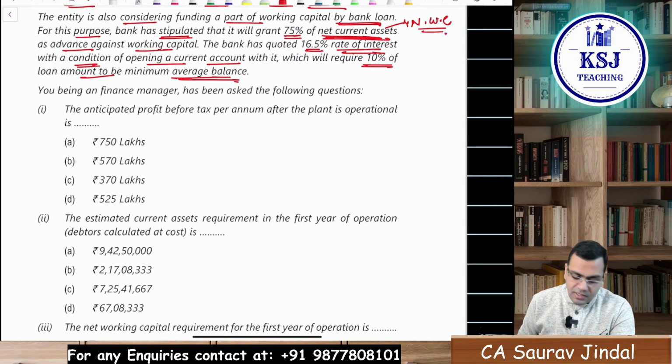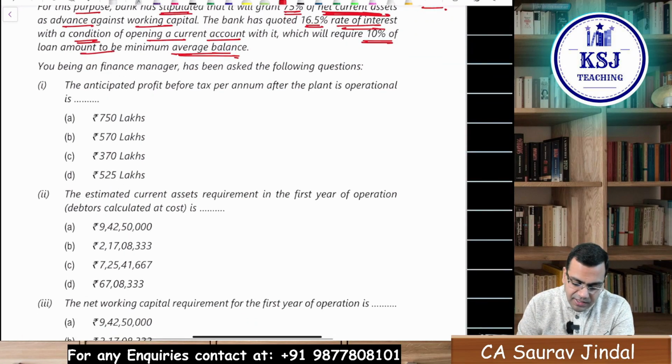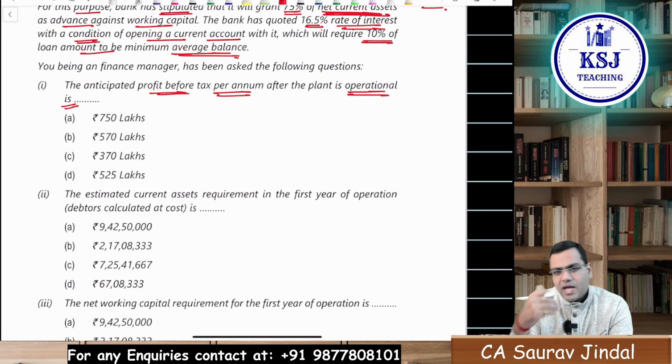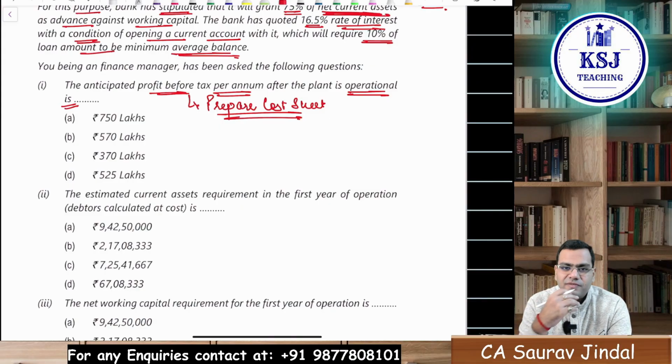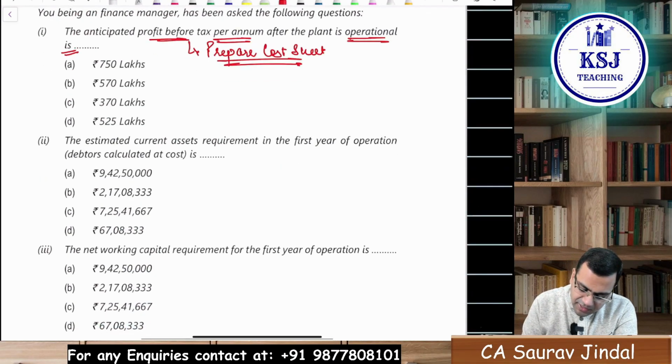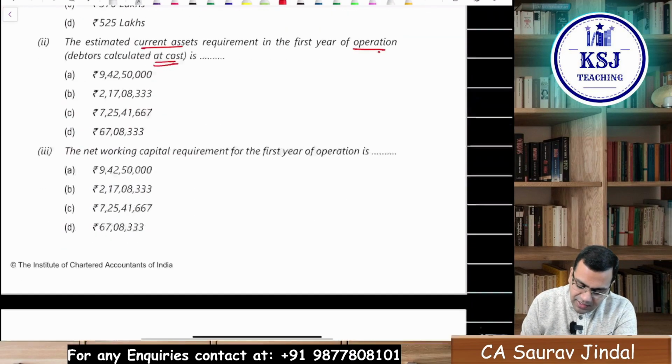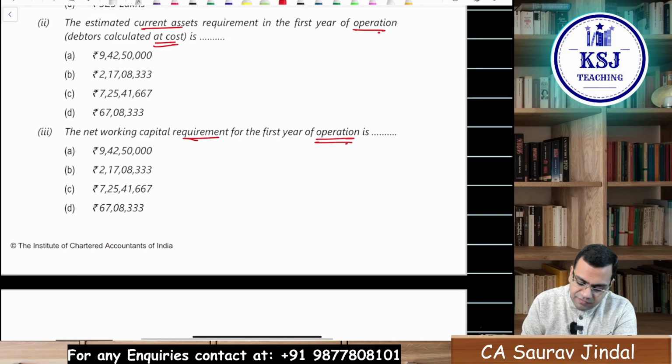We'll see. Now, the first part, the anticipated profit before tax per annum after the plant is operational. Now, to calculate the profit before tax, what can we do? Sir, simply we can prepare the cost sheet and try to find out our profit. What all expenses, how do you find the profits? Very simple: sales and the total cost. Then the estimated current assets requirement in the first year of operation, that is calculated at cost.